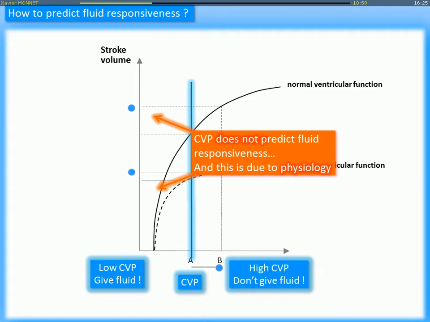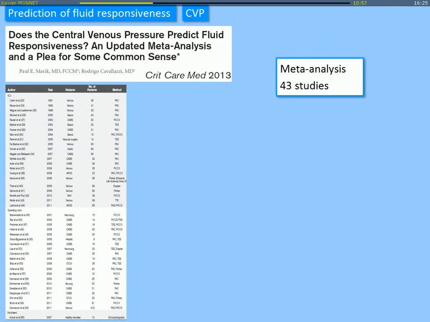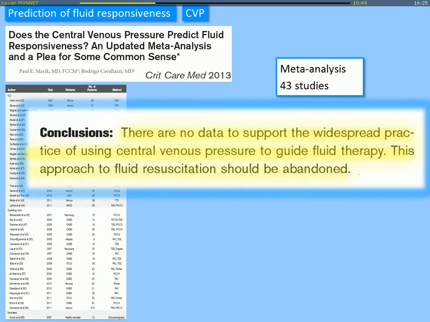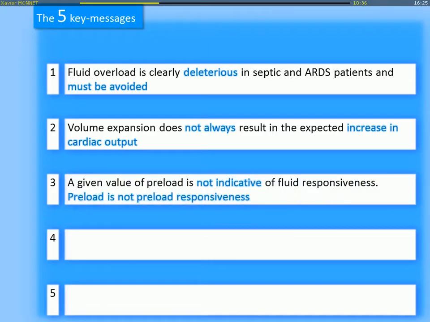And today, as I told you, there is a lot of evidence about this. Many of these studies were aggregated in this meta-analysis by Marik and Cavallazzi, and the conclusion is clear. There is no data today to support the widespread practice of using CVP to guide fluid therapy. This approach to fluid resuscitation should be abandoned. A given value of preload is not indicative of fluid responsiveness. Preload is not preload responsiveness.